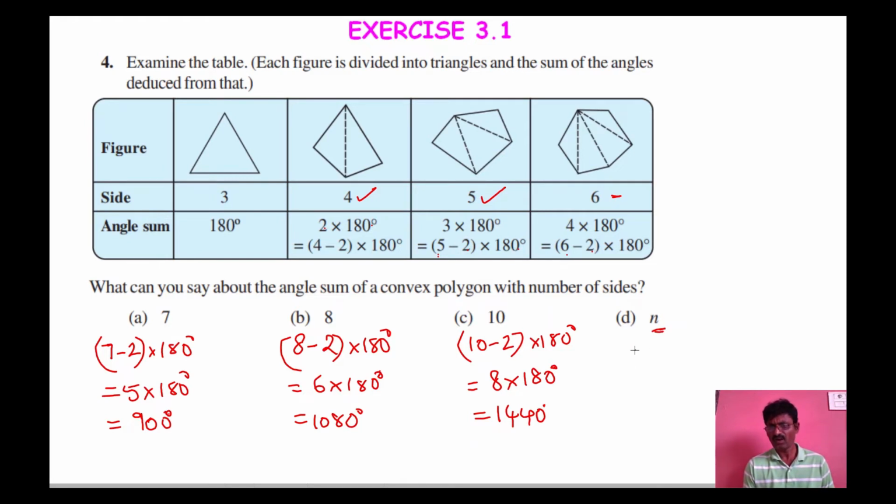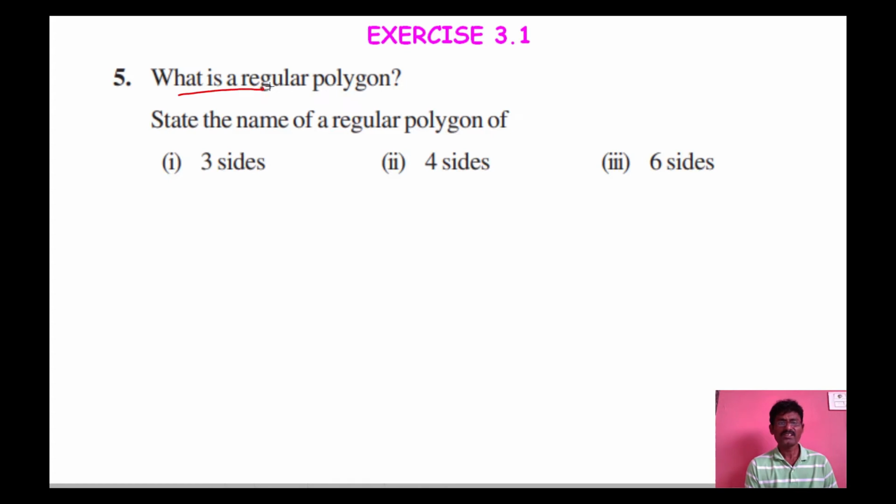So we can formulate it as n minus 2 times 180 degrees. This is the sum of angles in an n-sided polygon. Then you see, what is a regular polygon? A regular polygon is nothing but equiangular as well as equilateral.